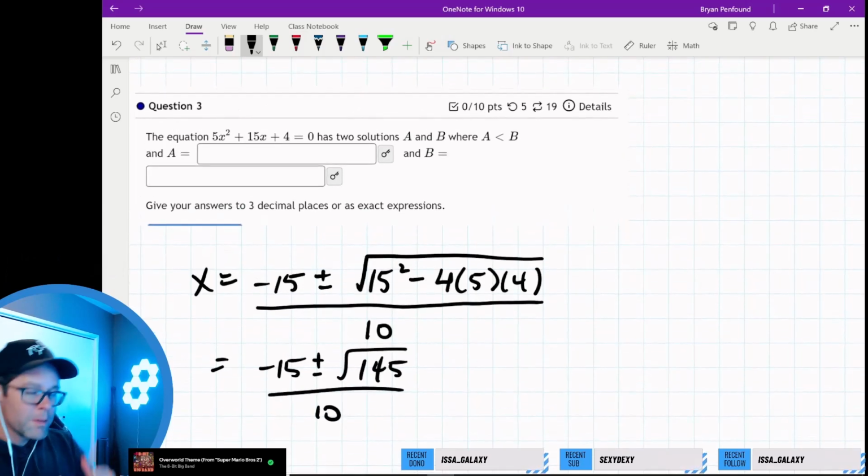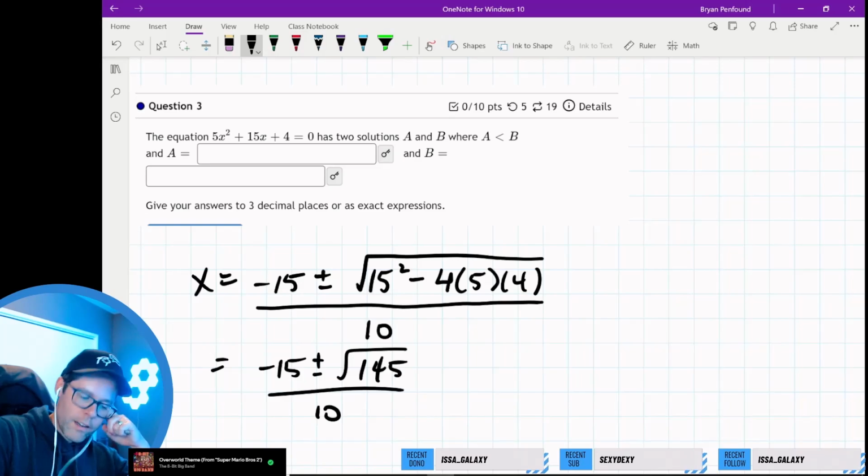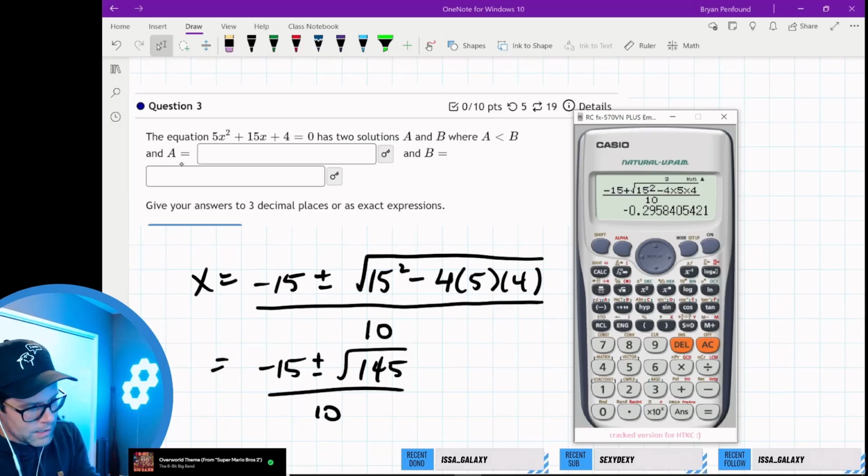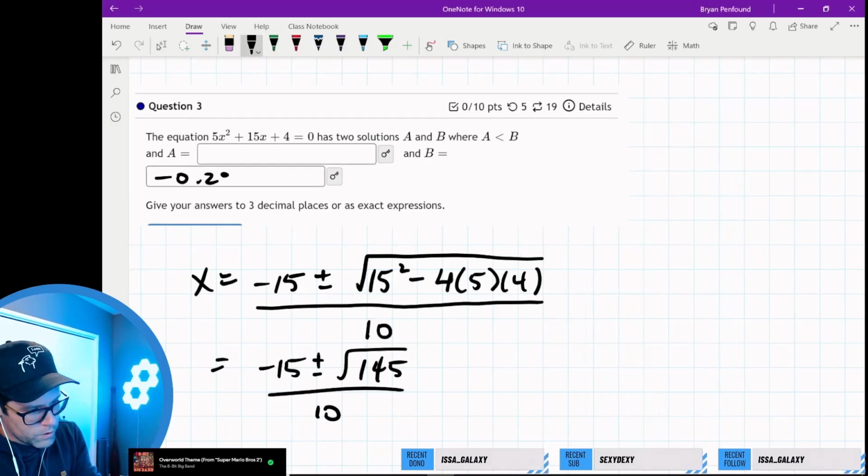So it is not going to be a super nice number. Now, which one's smaller? Negative 15 minus root 145 over 10 is smaller, and negative 15 plus root 145 over 10 is bigger. So the one that we have is the plus root. If I change that into a decimal, I get about negative 0.296.